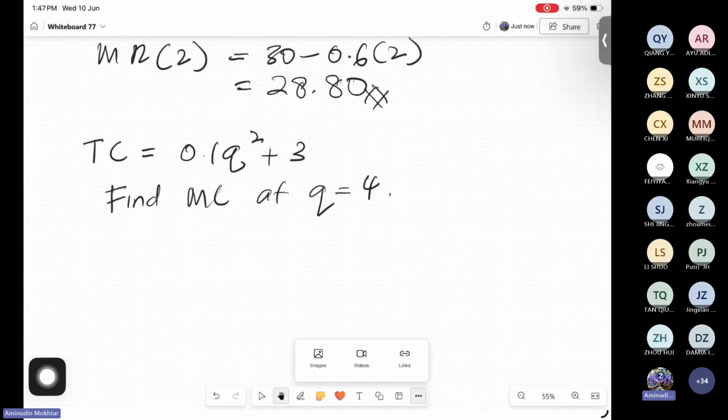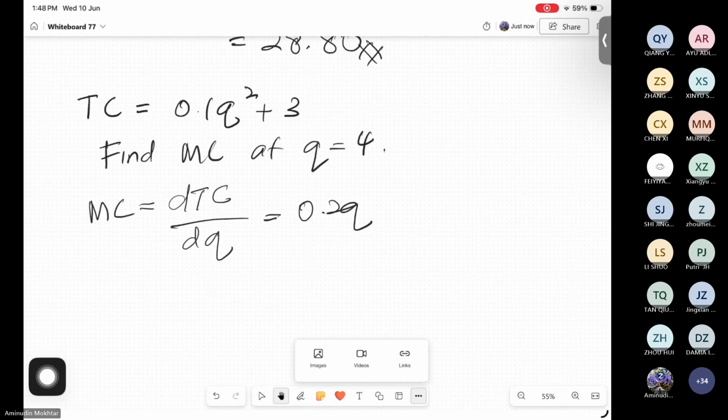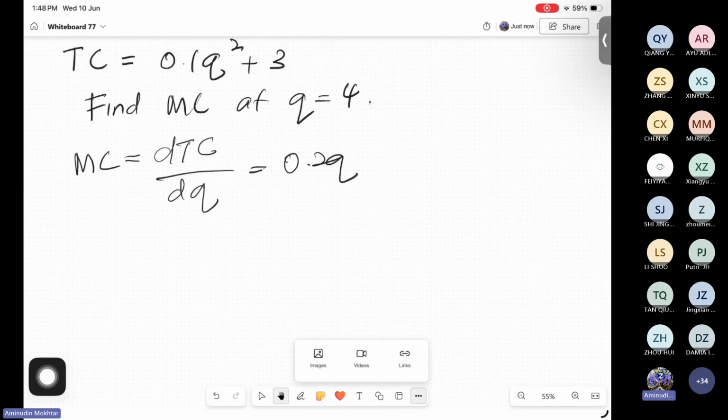When Q equal 4, what is MC? That's the question, so we need to find MC. How to find MC? MC is the first derivative of total cost, dTC over dQ. This is equal to 0.2Q plus 0, because there is a constant. So MC equal to 0.2Q. When Q equal 4, MC equal to 0.2 times 4, the answer is 0.8.